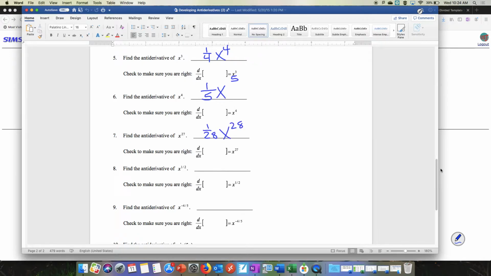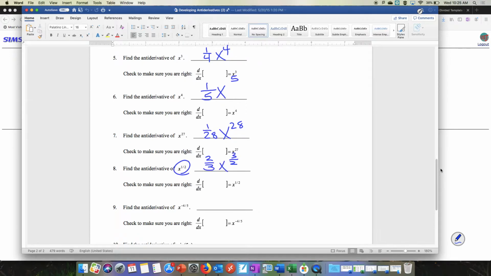Ooh, how about this one? The antiderivative of x to the 1/2. Heidi, what's the antiderivative of x to the 1/2? Number 8. 2/3 x to the 3/2. Do we agree with that?